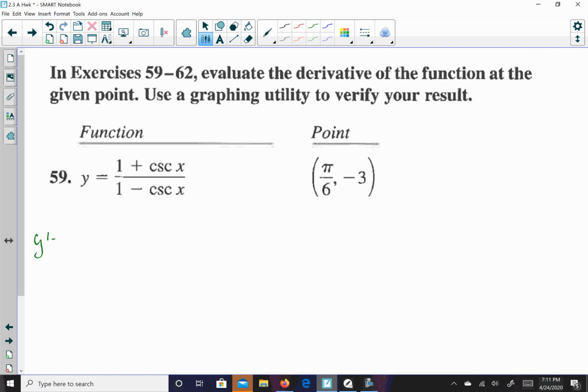So I am going to leave my denominator alone, 1 minus cosecant x, multiplied by the derivative of the numerator. Well, the derivative of 1 is 0. The derivative of cosecant x is negative cosecant x times the cotangent of x. And then this will be a minus sign. Now I'm leaving my numerator the same.